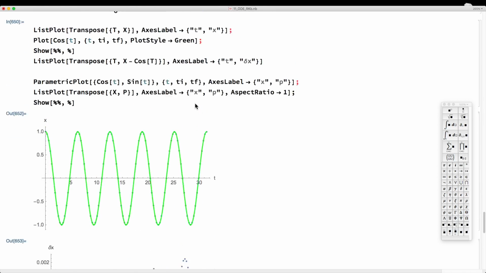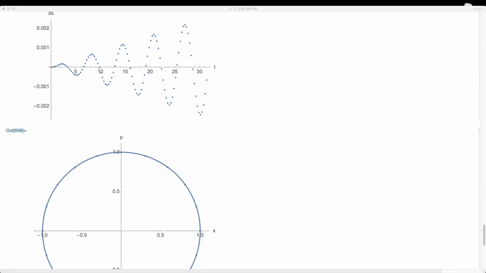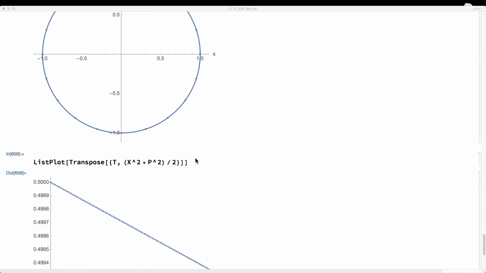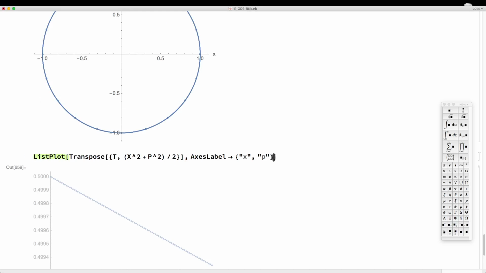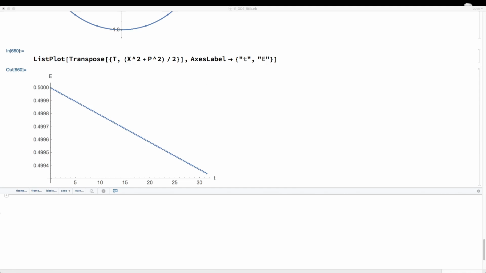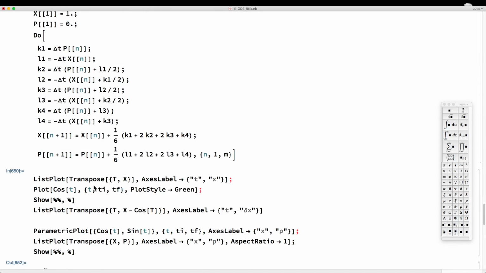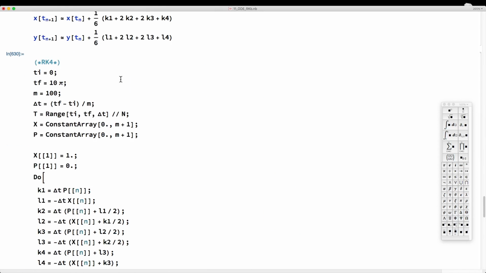And then I can use axis labels, and the axis labels will be given by T and E. Okay. As we see, the accuracy gets better with the Runge-Kutta fourth order method. Obviously, we can use more time steps.